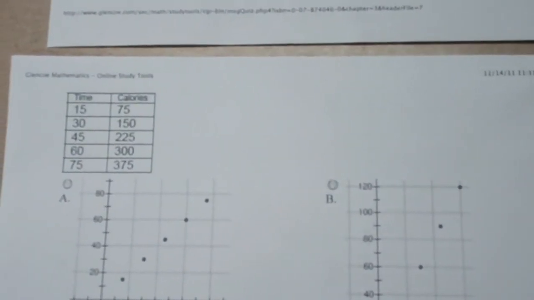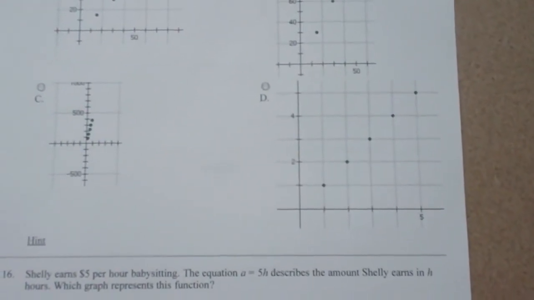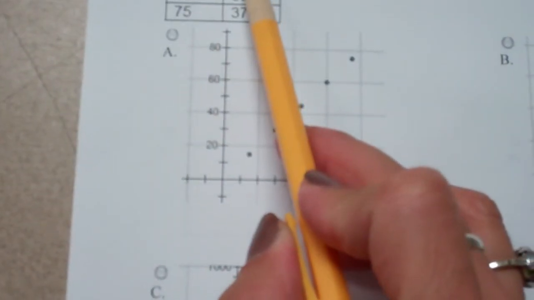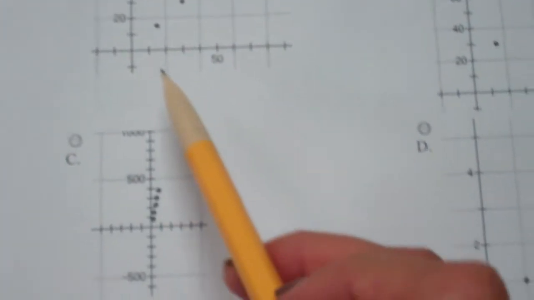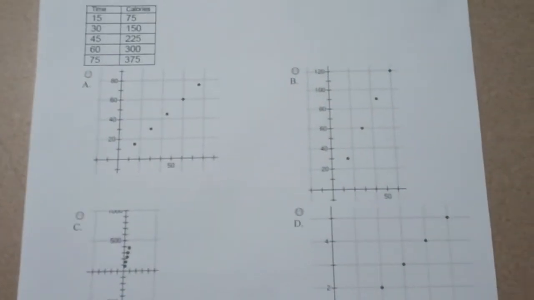Here it says the table shows the number of minutes of an exercise and the number of calories burnt. Which graph shows the relationship between the number of minutes exercised and the number of calories burned? And so I have graphs here that I'm going to find time is 15 and calories is 75, or time is 30 and calories is 150. So I'm looking on here and I'm going to find my time and my calories and which one best matches.